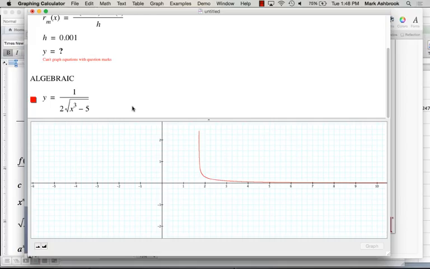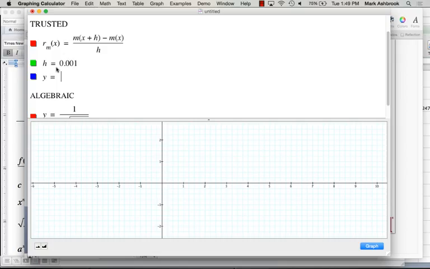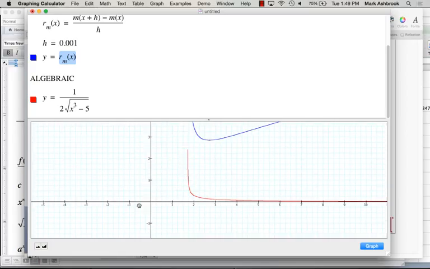So here we go. And how can I now check that? So what do I want to do to check that? Yeah, I want to graph R sub m. Okay. And what should happen? If our algebraic derivative or rate of change function, the red one, is correct, then what should happen? They match up for every x value. They should be right on top of each other. How'd we do?